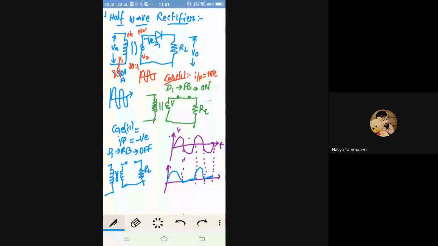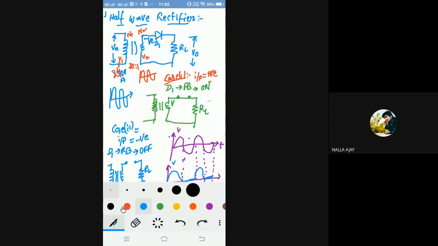I think everyone understands now the operation of a rectifier. Yes, sir. Whether it is the current waveform or the voltage waveform, the same thing appears. Are there any doubts in the operation of a rectifier? No, sir. Okay. Now I will write the output equation of a rectifier.